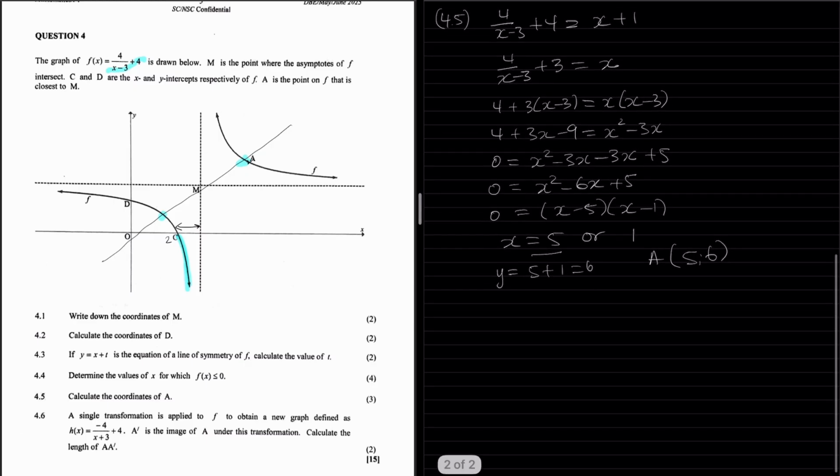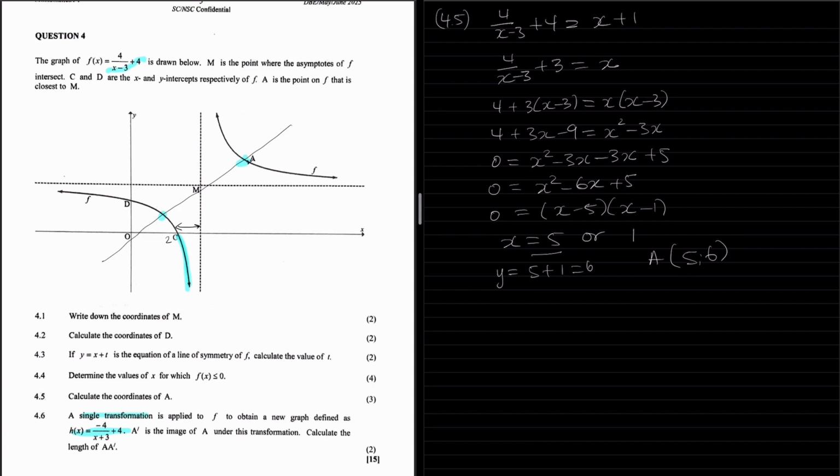A single transformation is applied to f to obtain a new graph defined as h of x is equal to minus 4 over x plus 3 plus 4. A prime is the image of A under this transformation. Calculate the length of A prime. So the first thing I need to do is figure out what this transformation was. I know it's a single transformation, and so I'm suspecting that it's a reflection.